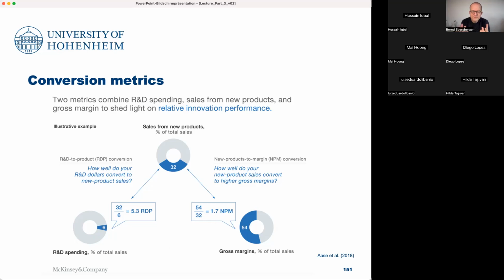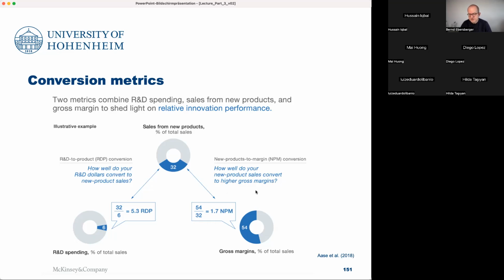Now, you look at these three measures, and from these measures, you build two conversion ratios. So you divide this measure, sales from new products, by R&D spending as a percentage of sales. So the total sales cancel out, and what you get is how well your R&D converts into new product sales. So this is the first measure that you want to look at. So R&D to new product conversion.